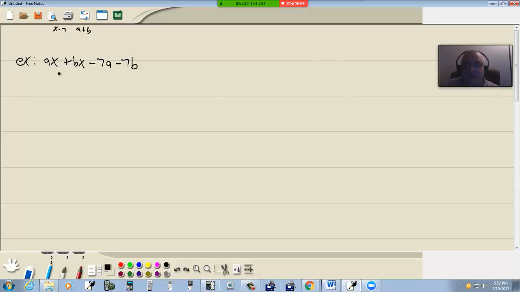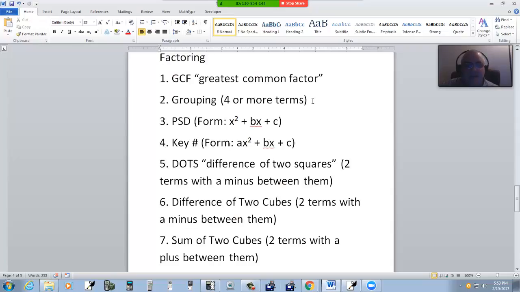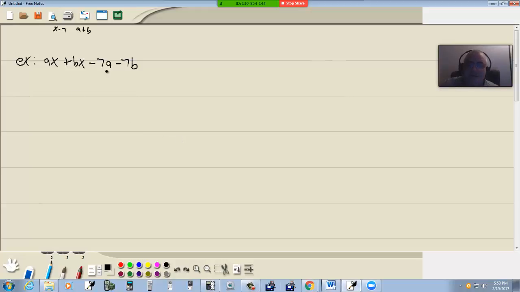GCF. There is none. Some have x's, some have 7's, some have a's, some have b's. But if you look at all 4 terms, they have nothing in common. Start going down through our list. Next one says grouping. You try that when you have 4 or more terms. Well, we have 4 terms here. Now with grouping, we're going to group the first 2 terms together, and we'll group the last 2 terms together.